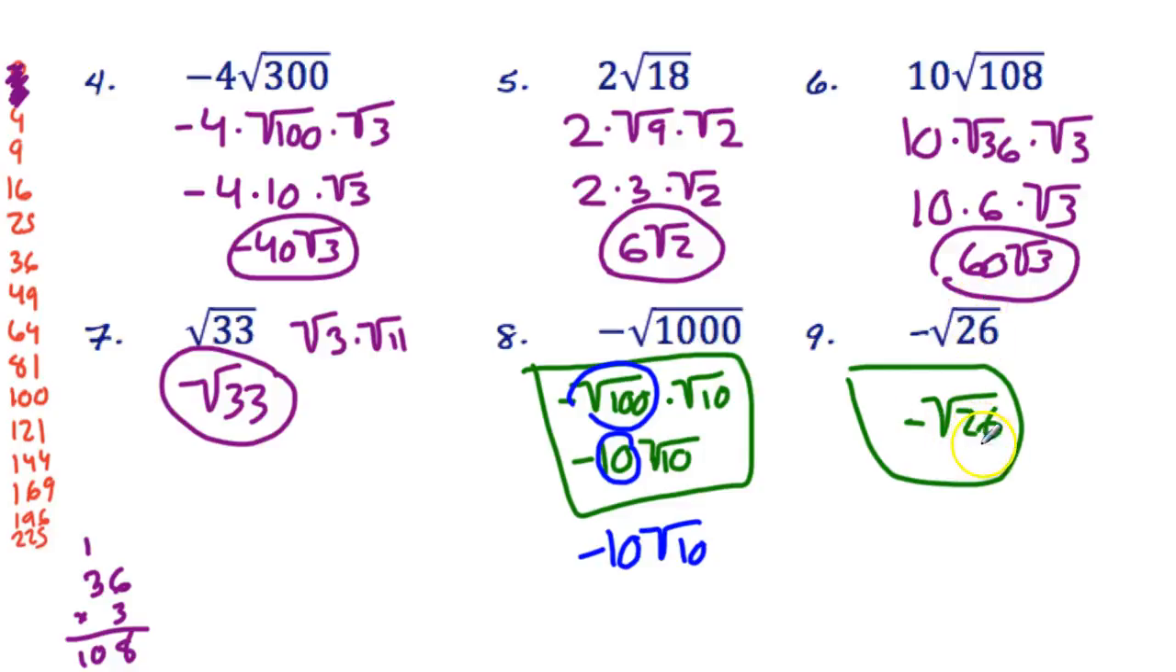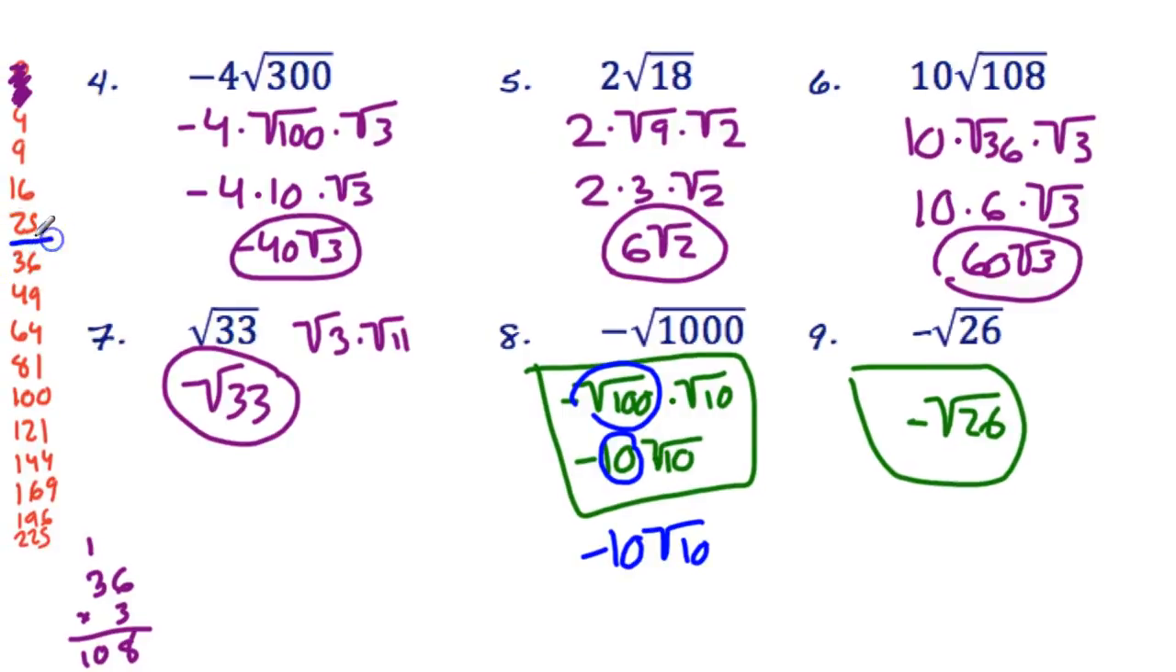This one, negative square root 26. All right, so 26, that's between 25 and 36, right? Can any of these go into 26? Nope, nope, nope, nope, nope, nope, nope. So it just stays just like that. All right, so that's it.